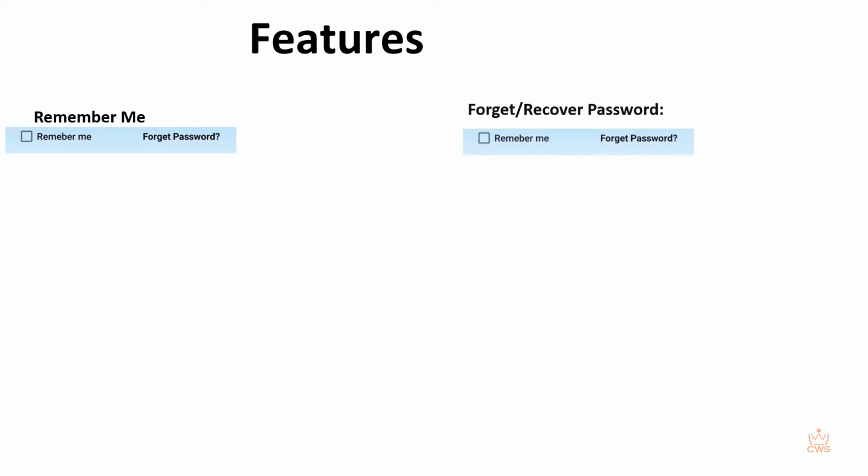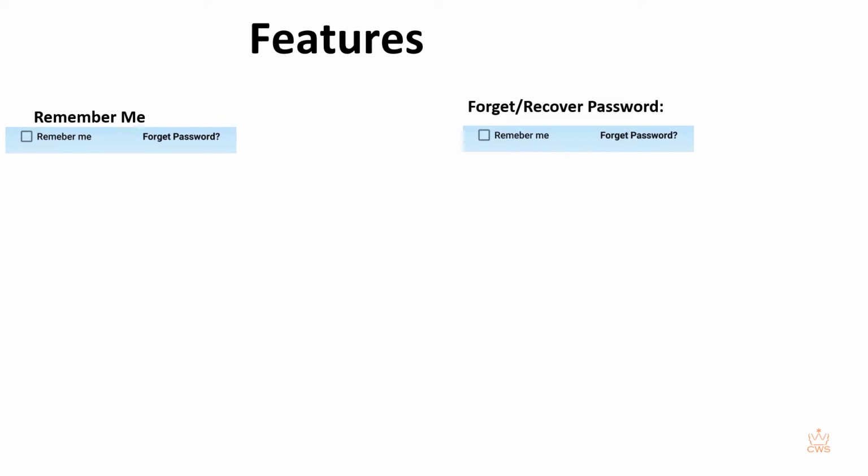Let's talk about the features of the app. So the first feature is Remember Me. If a user doesn't want to enter his login details repeatedly, he can simply click on the Remember Me checkbox. So the other time when the user logs in to the app, he will not have to enter his details, he can directly log into the product page.